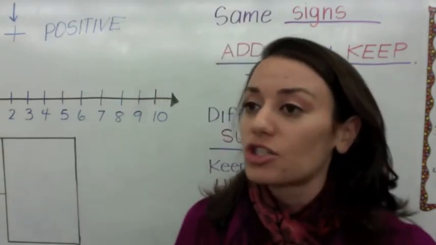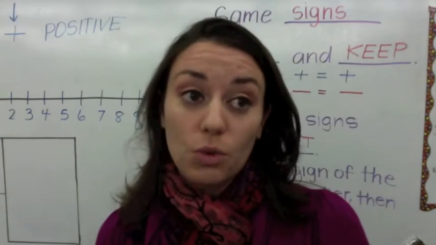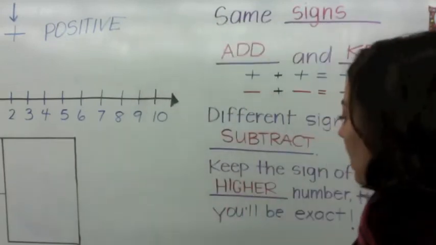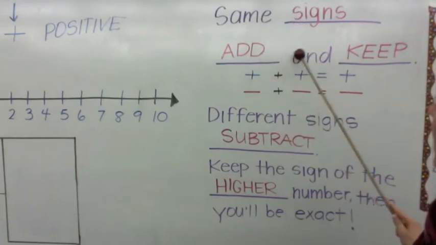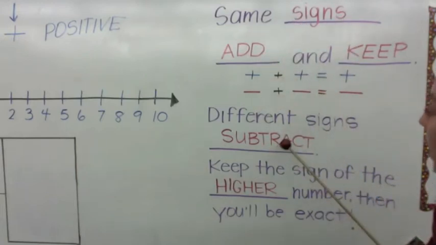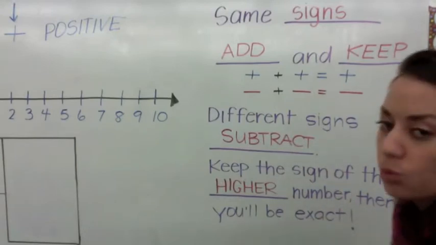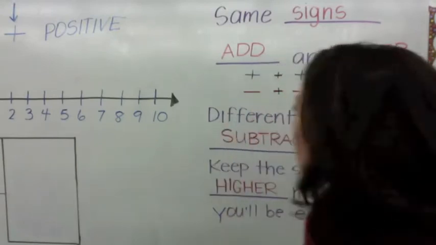And we sing this song to remember how to add integers when we don't have a number line. So go ahead and sing this song with me. It goes like this. Same signs add and keep, different signs subtract. Keep the sign of the higher number, then you'll be exact. One more time. Ready? Go.